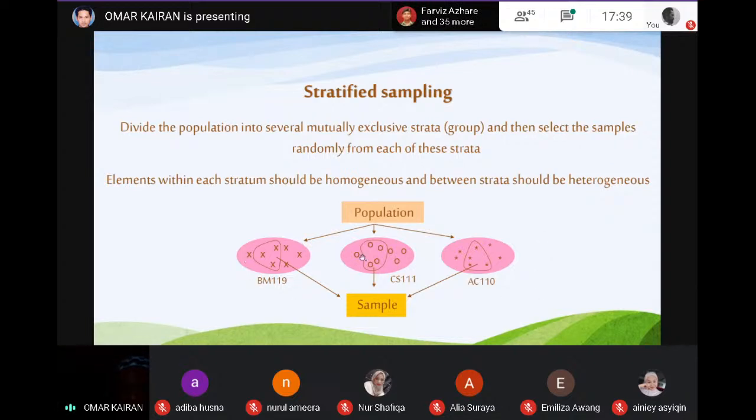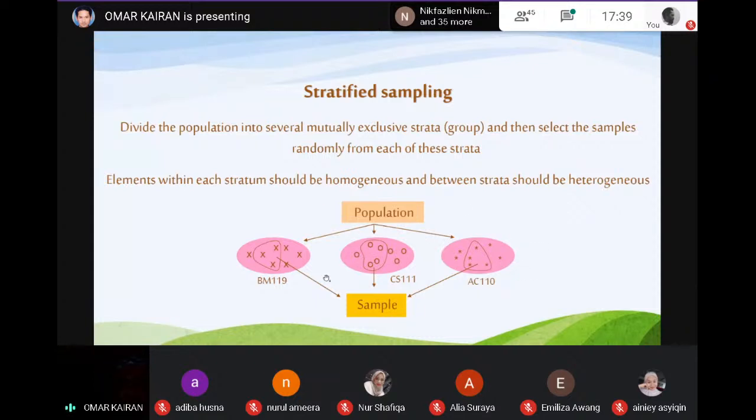Sebab apa? Sebab course itu berbeza. Yang ni lebih kepada business. This is more on calculations, maths and so on. And this is more on accounts, okay. So actually these populations, this group in the population, they are varied.